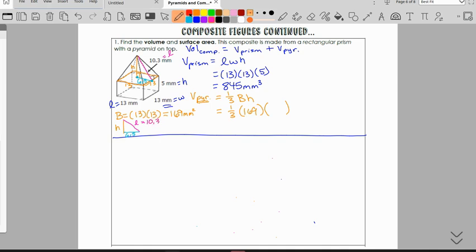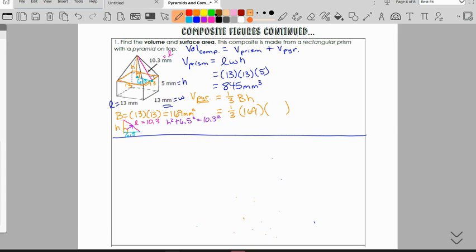Remember, when we drop a height, we drop it perpendicular to the base. So we dropped that height perpendicular to the base, so that is a right triangle. If we know two sides of a right triangle, we can find the third side with the Pythagorean theorem. When we set up our Pythagorean theorem, the side across from the right angle is our hypotenuse. So I'm going to say h squared plus 6.5 squared equals 10.3 squared.